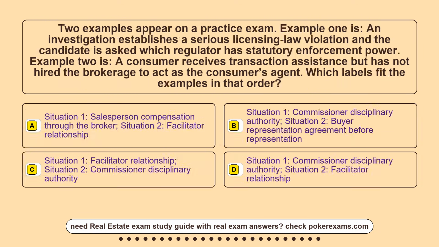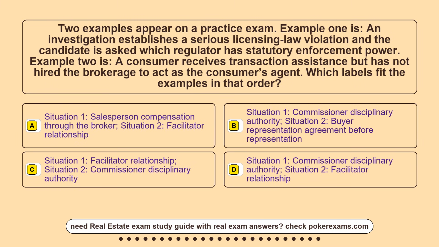Question 3. Two examples appear on a practice exam. Example 1 is, an investigation establishes a serious licensing law violation and the candidate is asked which regulator has statutory enforcement power. Example 2 is, a consumer receives transaction assistance but has not hired the brokerage to act as the consumer's agent. Which labels fit the examples in that order?